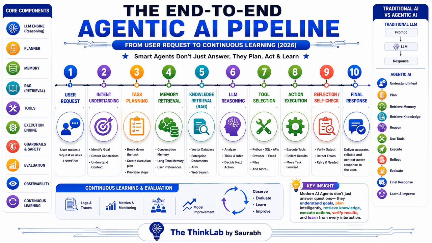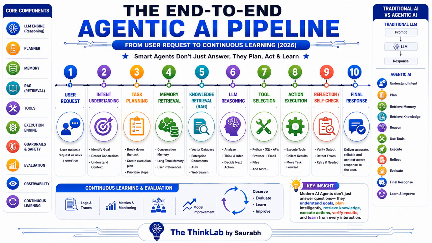Now we are moving to the next step, step six, LLM reasoning. Now comes the intelligence of the system. The large language model analyzes everything that has been collected. It can combine the user request, memory, retrieved knowledge, and the execution plan, and then decide the next action. This reasoning process is similar to how humans think before making a decision. Reasoning is where the AI transforms information into intelligence. That is also an important thing.